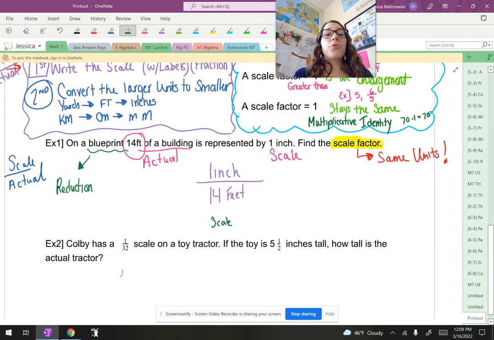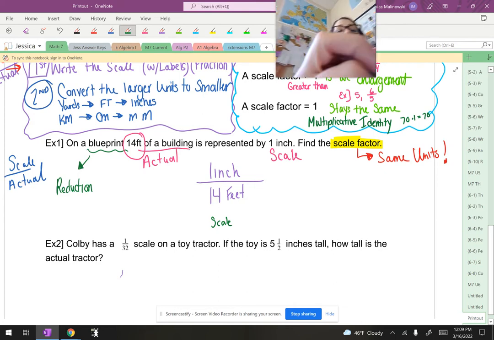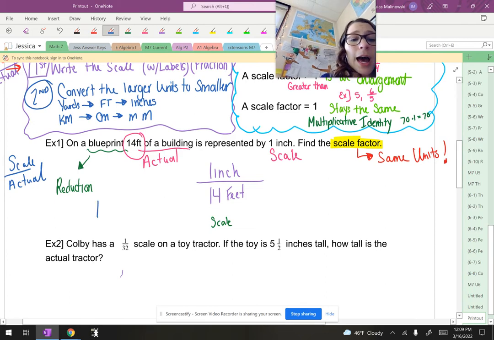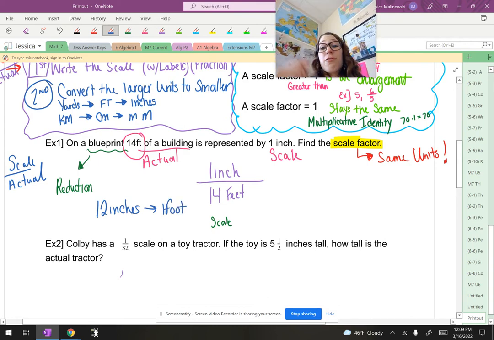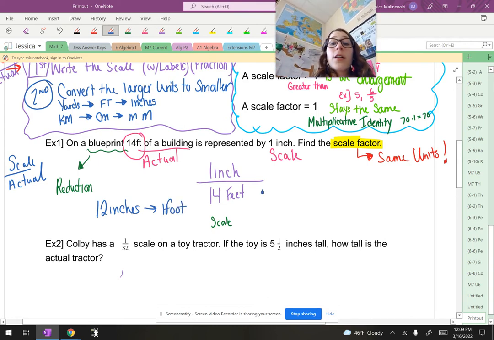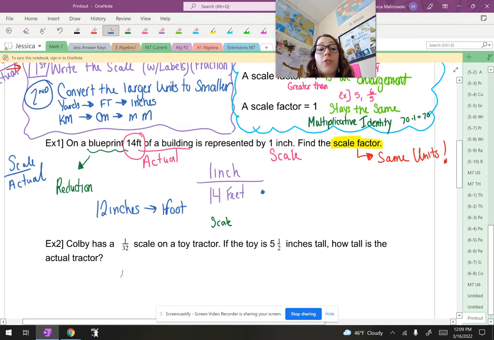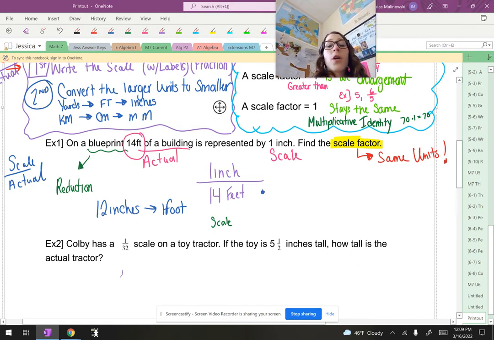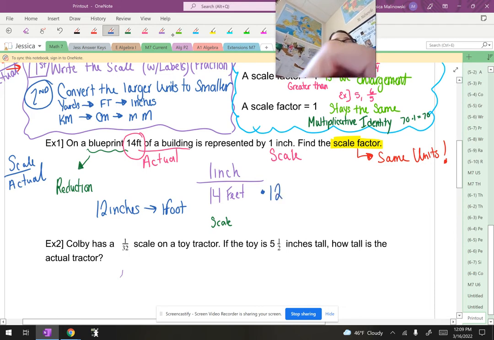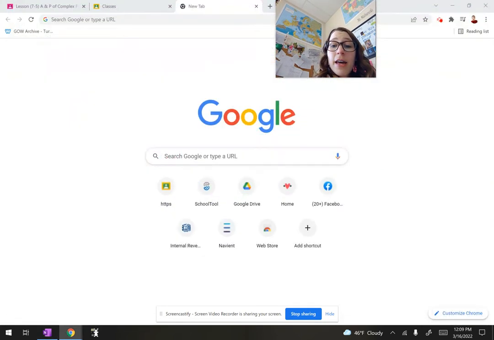So notes tell us to convert the larger into smaller. We're converting feet. Feet are bigger than inches, so we're going to convert feet into inches. I know that there are 12 inches in 1 foot. So if I have 14 feet, that's going to be way more than only 12 inches, since 12 inches is only 1 foot, which means I'm going to need to multiply that bottom piece. Don't forget to keep the top of your fraction, though. That top isn't going to change. It's still going to stay 1 inch.